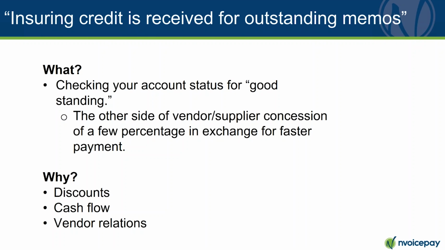Ensuring credit is received for outstanding memos. This step is to assure that other vendors have applied discounts correctly. The best example of this is when applying early payment discounts. AP would call to make sure that the discount was honored and applied correctly, along with assuring that the account is in good standing. This is important for cash flow, discounting, and vendor relations.